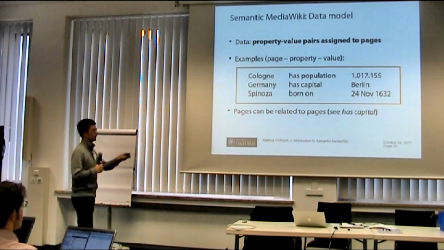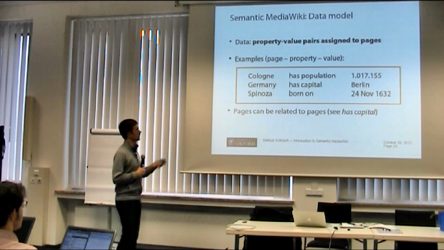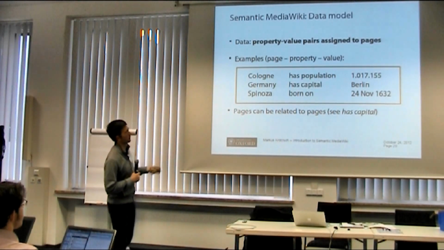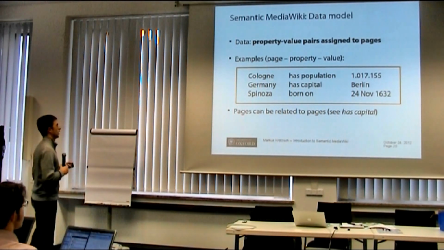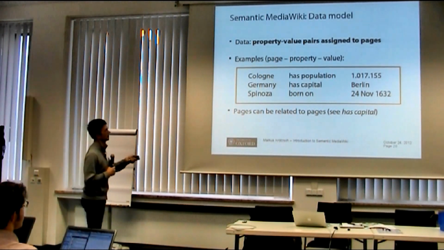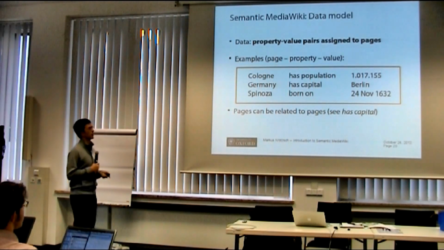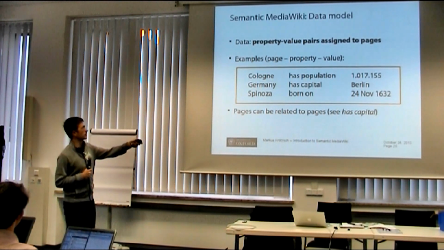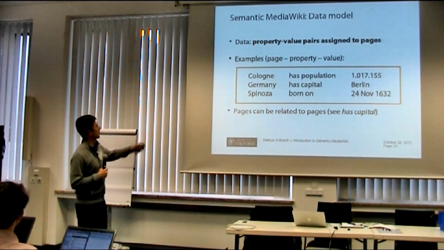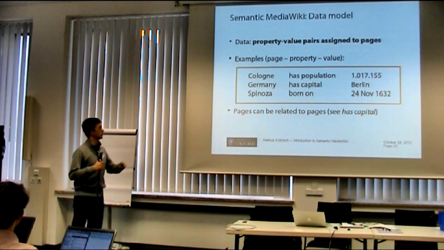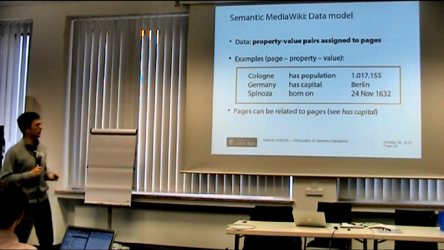So we can see there are different types of values we can have here. Berlin is probably a page. This number is probably not a page. Likewise, the date is usually not a page. But this case is particularly interesting because it shows us that pages can be related to other pages by properties. But in the end, property value pairs are just the second and the third component. And you can have many of them for every page, obviously. So this is a very simple way we think of data here.